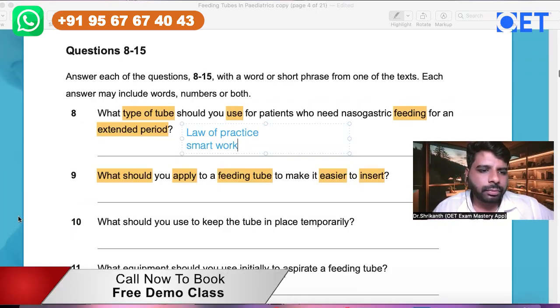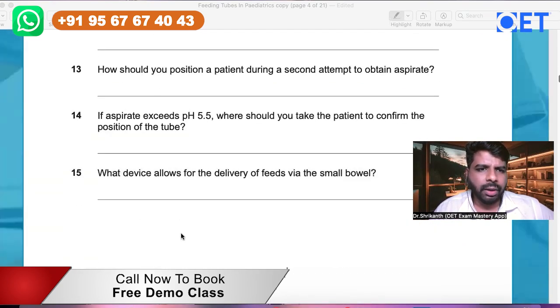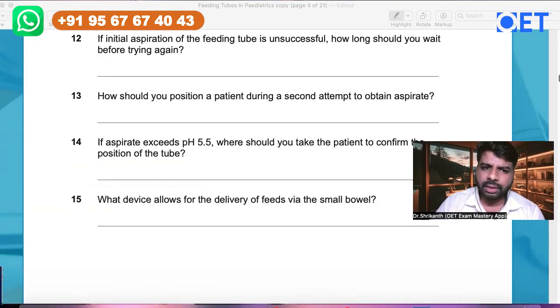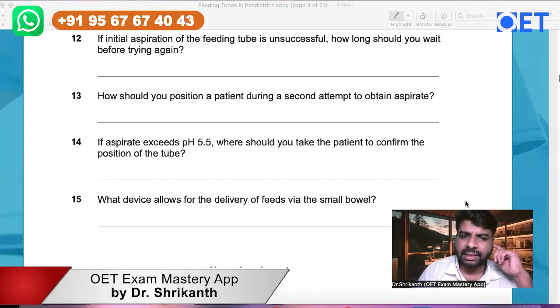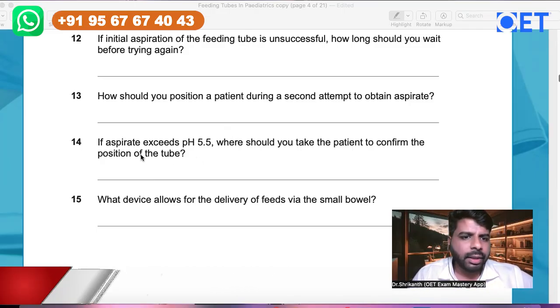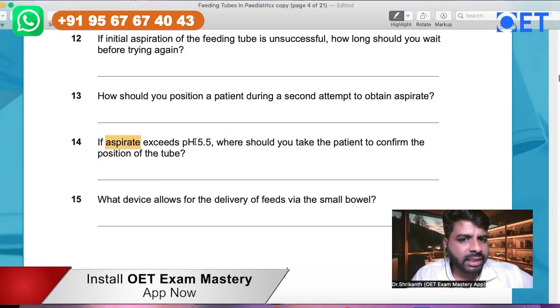Anyway, let's come to the last two questions over here. All right, so what about the 14th question? The question is asking you, if aspirate exceeds pH 5.5, where should you take the patient to confirm the position of the tube? So here, what are the keywords? If aspirate exceeds pH 5.5.